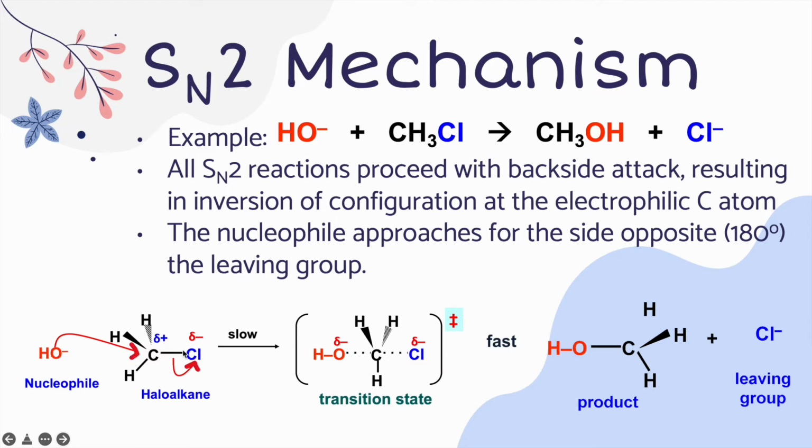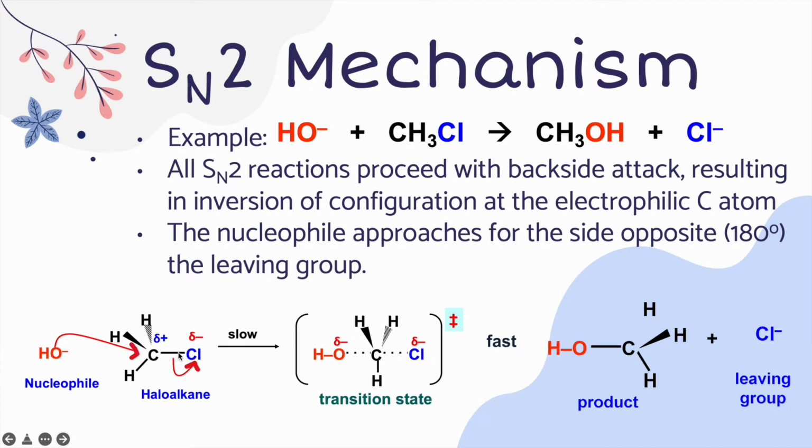This is at the front, where the position of the halogen is at the front. So this is at the back. So this is backside attack, resulting in inversion of configuration at the electrophilic carbon atom. The nucleophile approaches from the site opposite the leaving group. So if the leaving group is on the right, the opposite is on the left. This is what we call backside attack, or attack from the opposite of the leaving group.